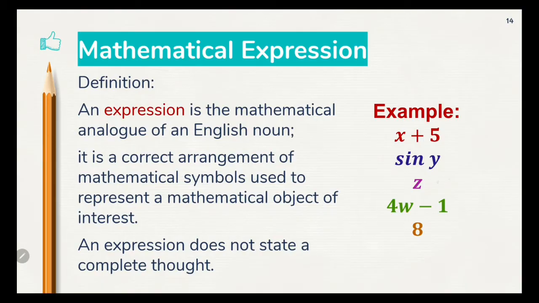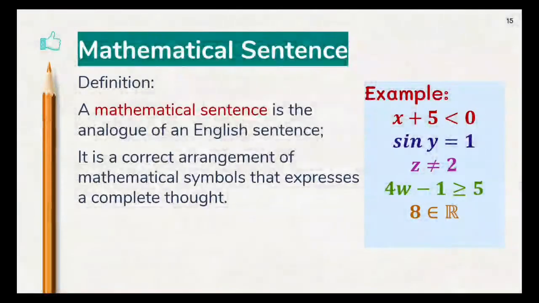We can also have z, just one variable or any variable. It can be 4w minus 1, or even just a number. Okay, you can see numbers, you can see variables, and then you can see operations. Mathematical expressions are composed of numbers, symbols, and operations. Okay, so what about a sentence? A mathematical sentence is the analog of an English sentence. So it is a correct arrangement of mathematical symbols that expresses a complete thought.